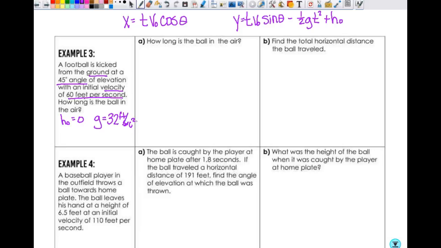So I want to know how long it is in the air. In order for me to figure that out, I don't want the x version. That gives me horizontal. Y gives me vertical, and I'm talking about it in the air. So I'm going to write this equation. That's going to give me y equals t times 60, that's my initial velocity, times the sine of the angle, which is 60.